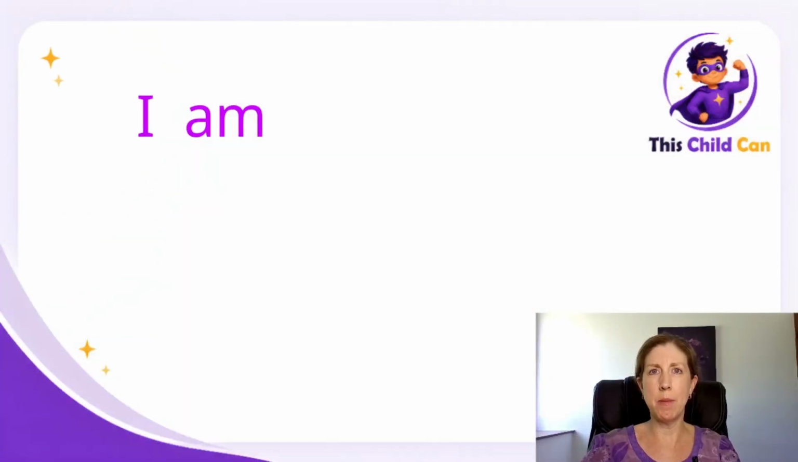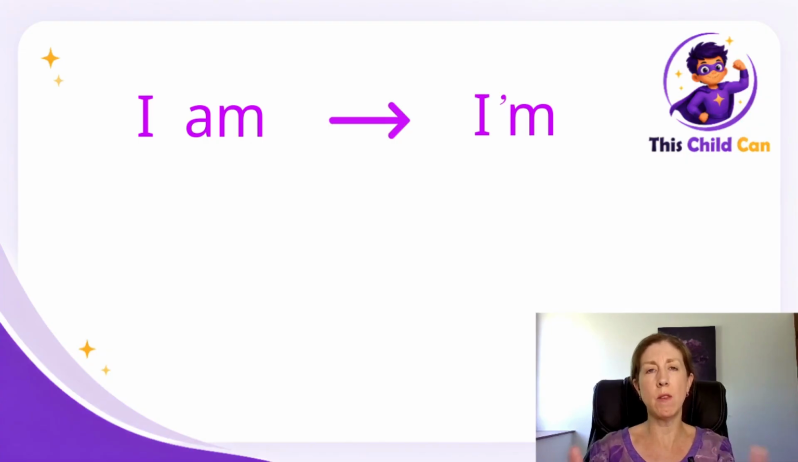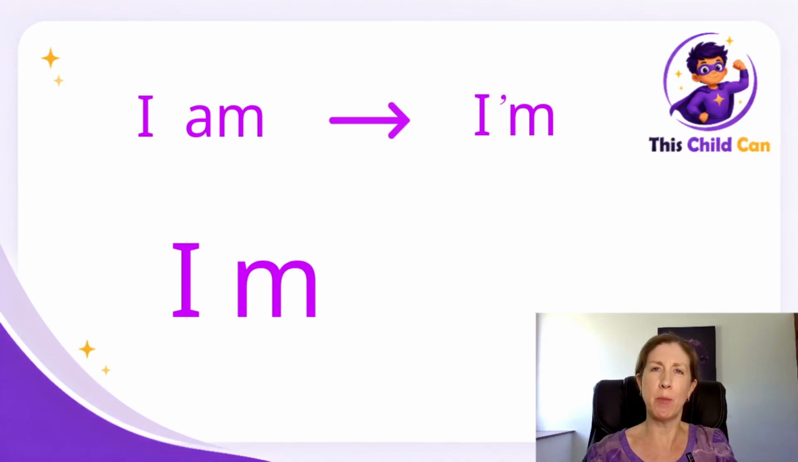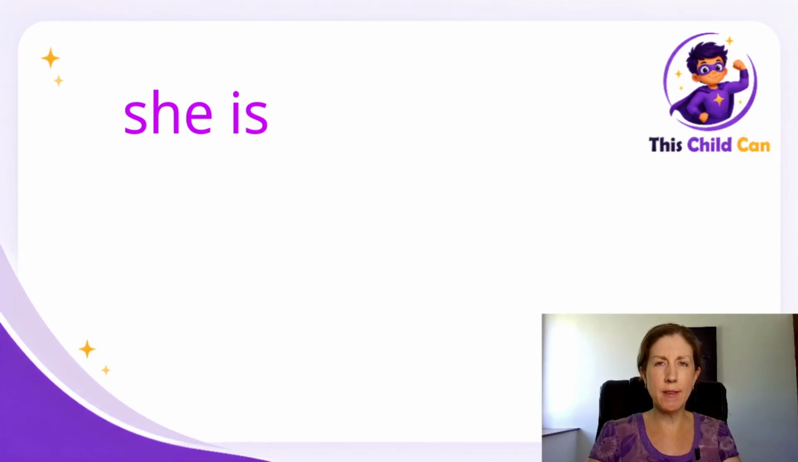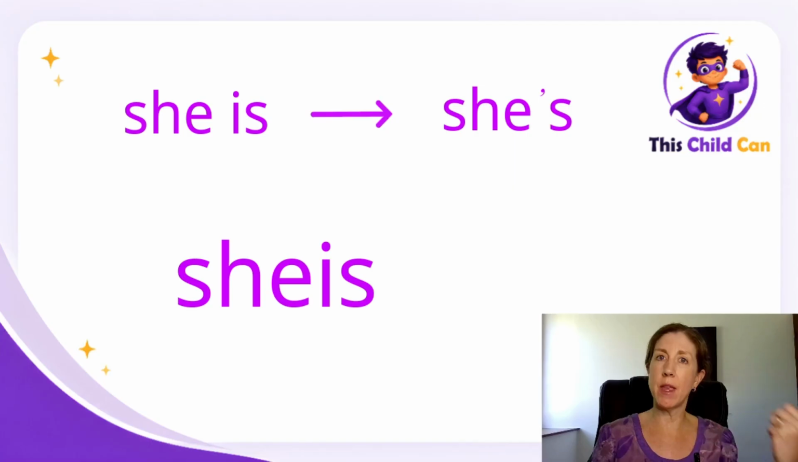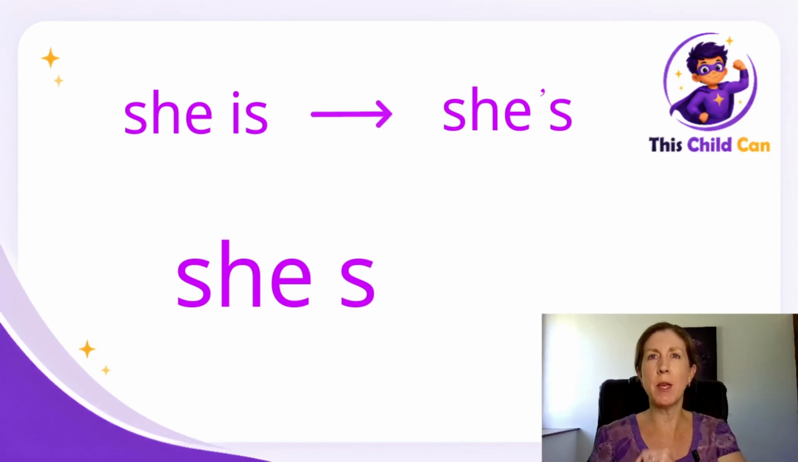Now let's look at I am. The shortened version of this is I'm. But how did we get there? Well, we took the two small words, we squashed them together, we took out the A, and we put the apostrophe in its place. One more example. She is. The shortened version is she's. And how do we get there? We take the she and the is, we squash them together, we take out the I from is, and we put the apostrophe in its place to show that there was a letter there before.